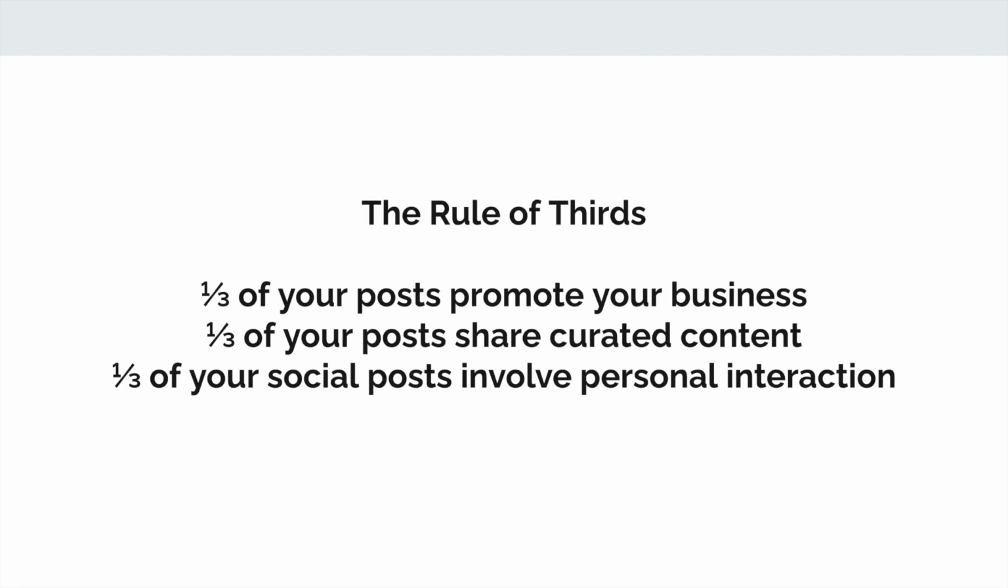So for the first one, we have the rule of thirds, which consists of 1/3 of your posts promoting your business or driving conversions, 1/3 of your posts sharing curated content from industry thought leaders or specifically just information from your industry and either sharing or educating your audience on that content. And lastly, 1/3 of your social posts involving personal interactions with your followers.